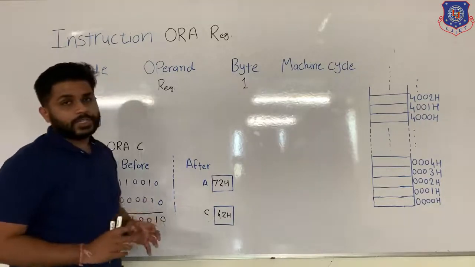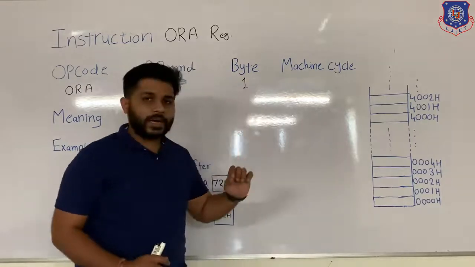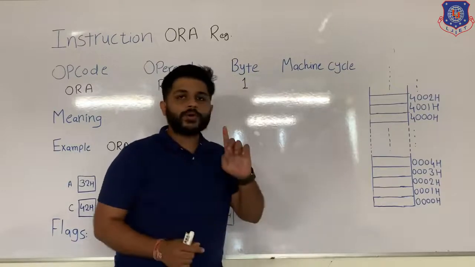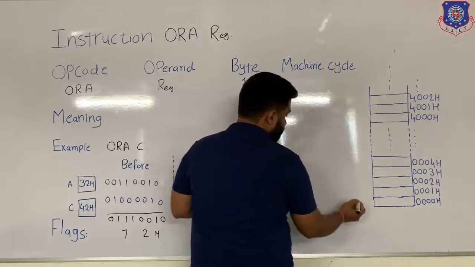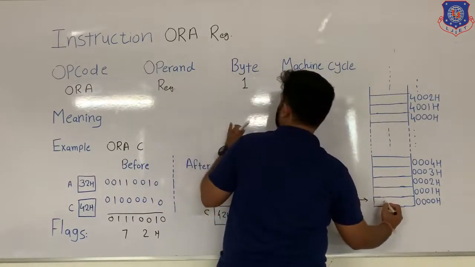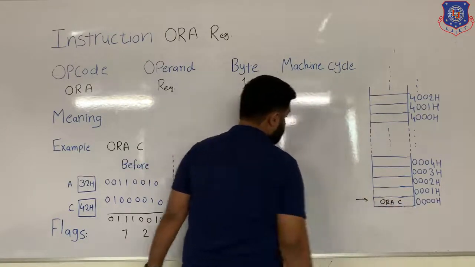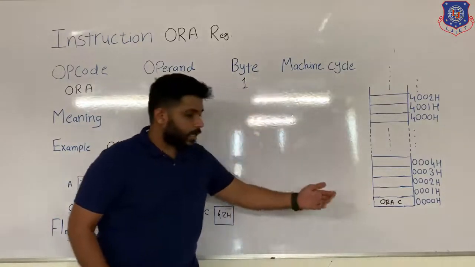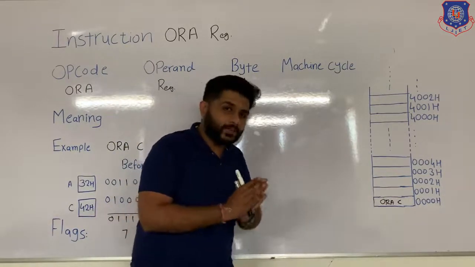Now let's see the machine cycle. Now we know this instruction is of 1 byte. 1 byte instruction means when you give this instruction to the memory, it will occupy only one memory location. So let's give this instruction to the memory. In the memory, it will occupy only one location because this instruction is of 1 byte. So in one location, the instruction ORA C will be stored. After all the instructions are stored in the memory, the processor will start doing its task, that is to fetch, decode and execute.